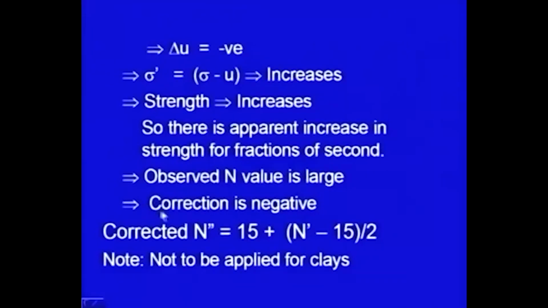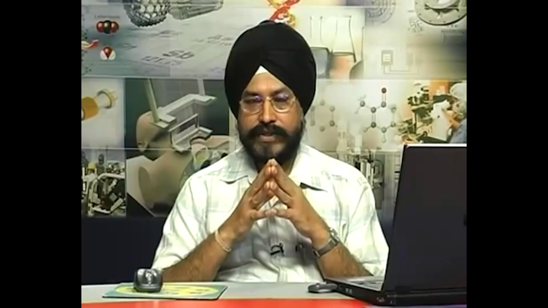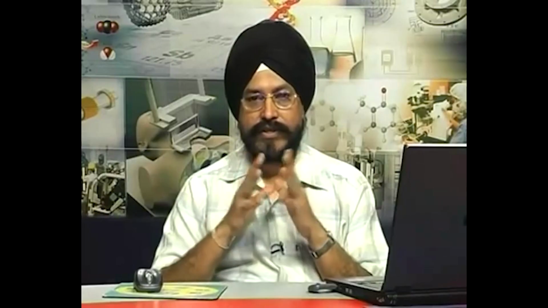So, we have to apply a correction which is negative in nature, and the correction is applied in this way. This is the equation. The corrected value is represented as N double prime equal to 15, which is an arbitrary value taken based on past experience, plus (N dash minus 15) divided by 2, where N dash was the corrected value for overburden.